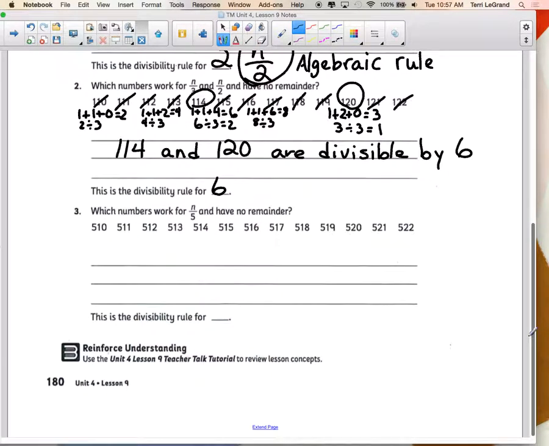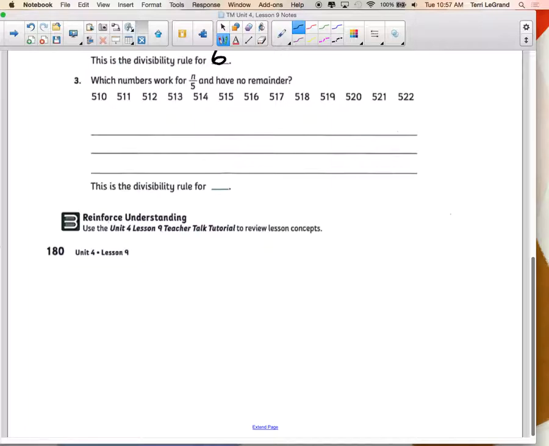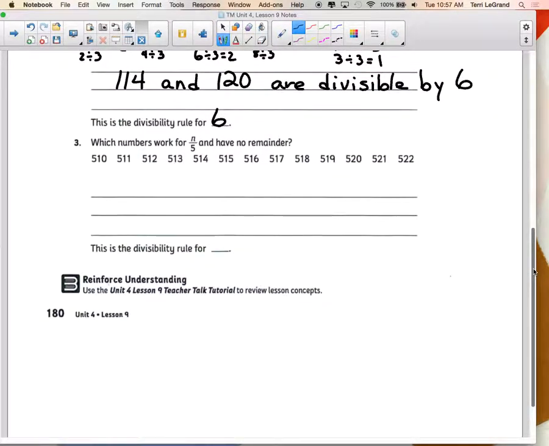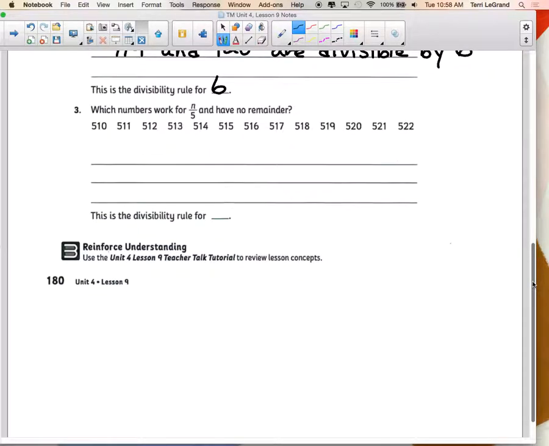Okay? Okay, let's go on to our last one on this page here. We have which numbers work for n over 5 and have no remainder. So, what's this the divisibility rule for? 5. N over 5 is the algebraic rule for saying what numbers can be divided by 5. Okay, what was our rule for that again? The number ends with 5 or 0.